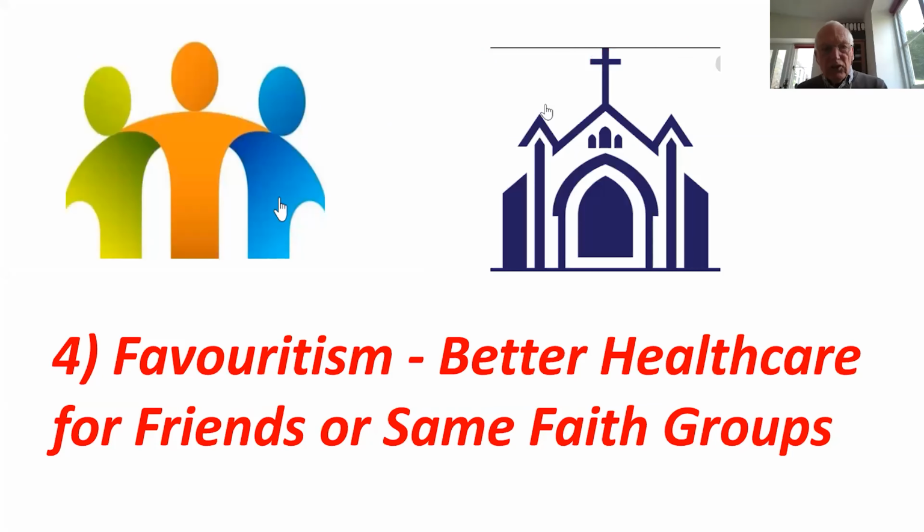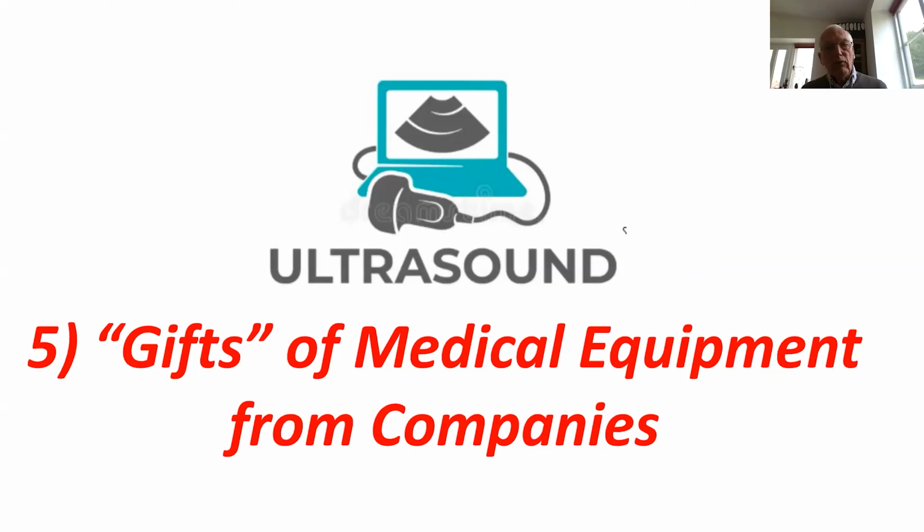Something that perhaps we don't necessarily consider is the favoritism through providing better health care for friends or from same faith groups. Sometimes people want to push into your outpatient clinics. They want to see you when you should be doing something else. Again, that is a conflict of interest that we might consider. And the fifth one is the gifts of medical equipment from companies. These are really very much valued, particularly in some of the very resource-poor situations that I've been working in from time to time, but they come with a sting in the tail. These gifts always have something, they've altered your mind.